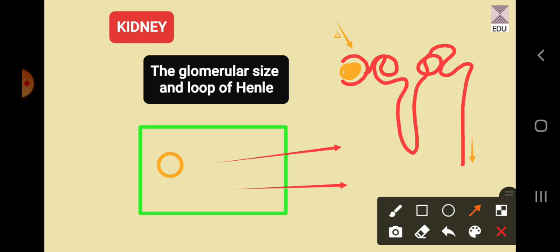So the size of the glomerulus can increase or decrease the filtrate which is produced in the nephron. That is a general sentence: if you are living in hypotonic or freshwater conditions, you will be having bigger glomerular size, and if you are hypertonic, you will be having smaller glomerular sizes.